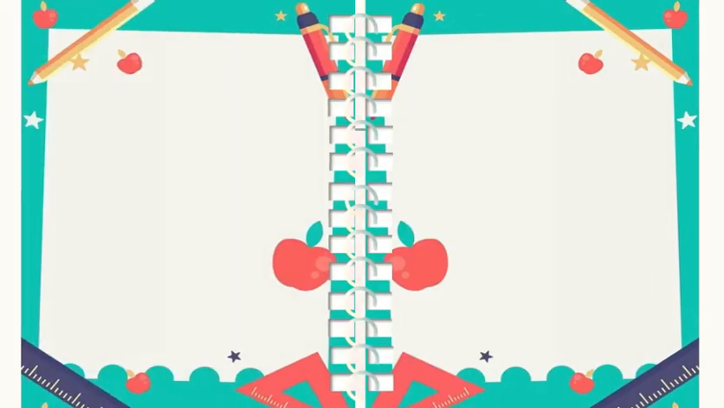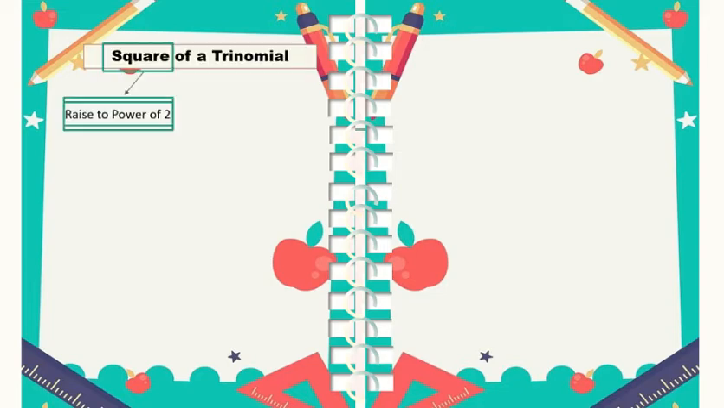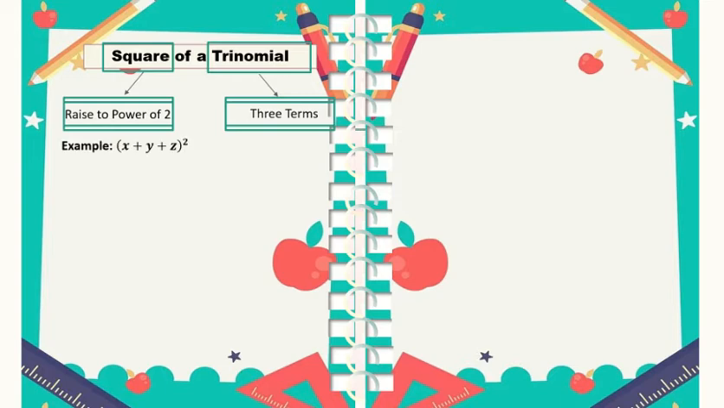Next, we have square of a trinomial. When you say square, it is raised to power of 2. A trinomial has 3 terms. For example, we have x plus y plus z squared.